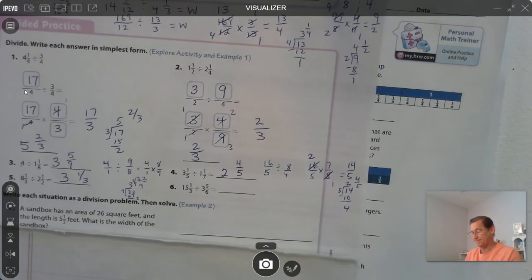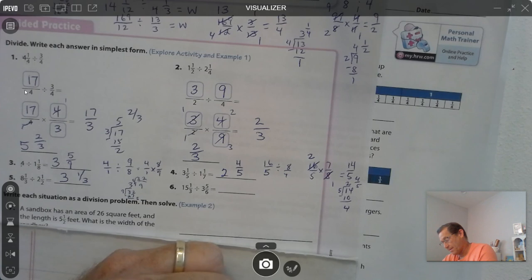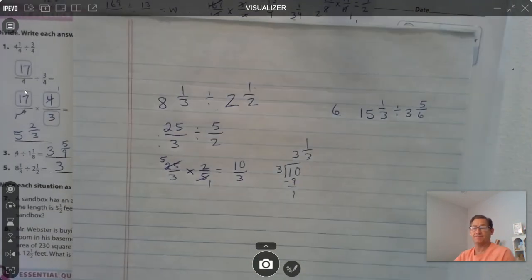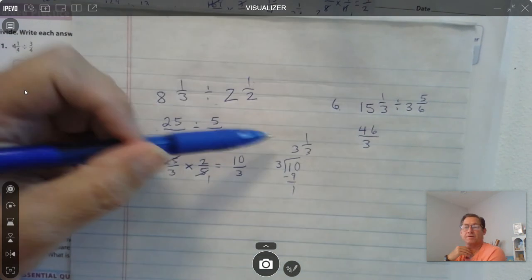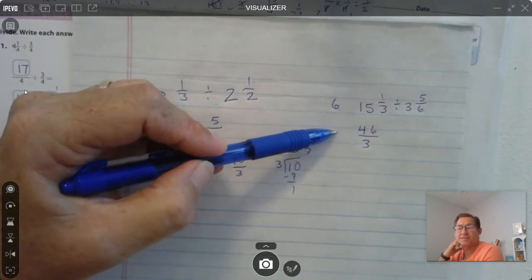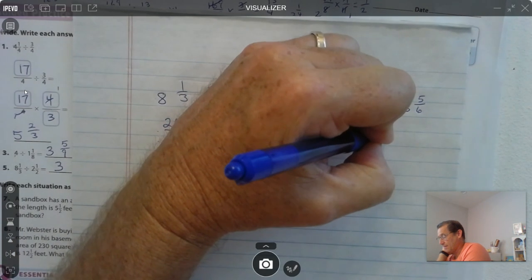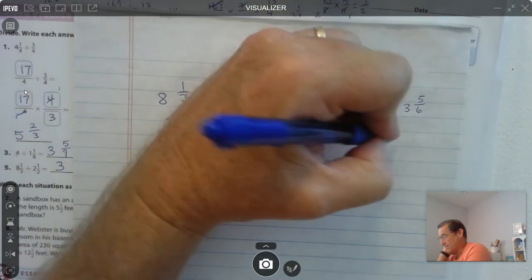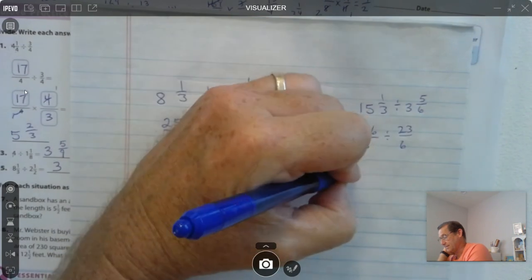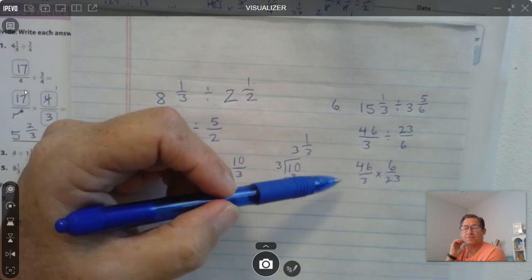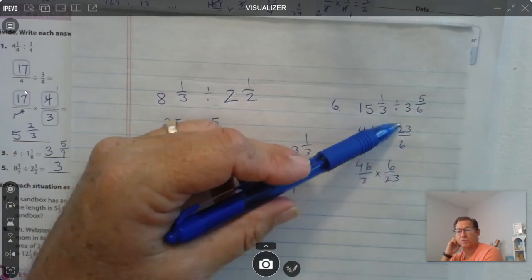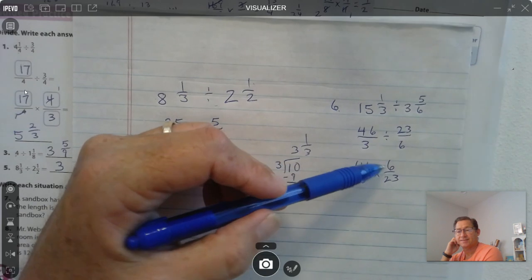Okay, number 6. 15 1/3 divided by 3 5/6. Okay, 15 1/3 is the same as 46 thirds. 3 5/6 is the same as 23 sixths. So we're going to take 46 thirds and multiply by the reciprocal of 23 sixths.